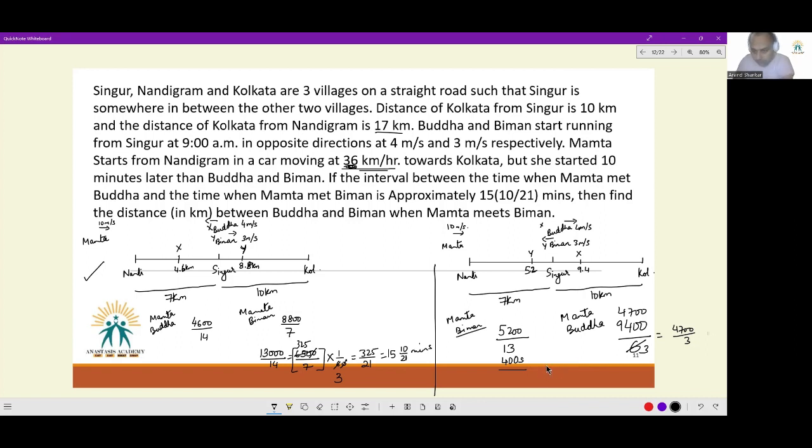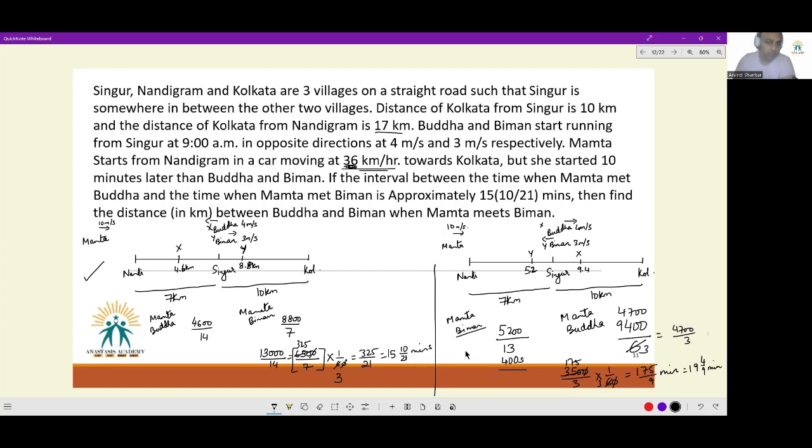The difference between these two is going to be, this will become 1200. 3500 by 3 seconds. In order to convert this to minutes, I need to divide this by 60. Cancel, cancel. This will become 3, this will become 175. The gap in this case is turning out to be 175 by 9 minutes, or 19 whole 4 by 9 minutes. But we were told the gap is only 15 whole 10 by 21 minutes.